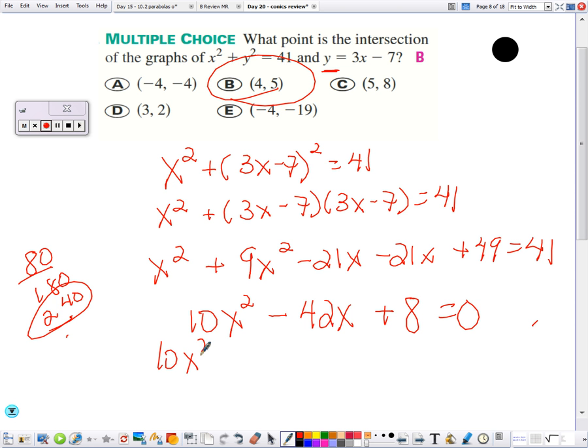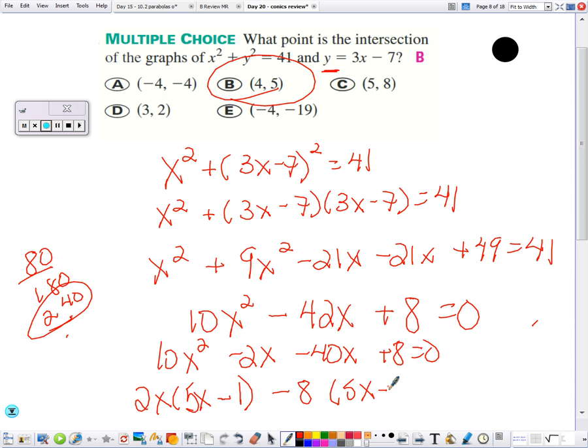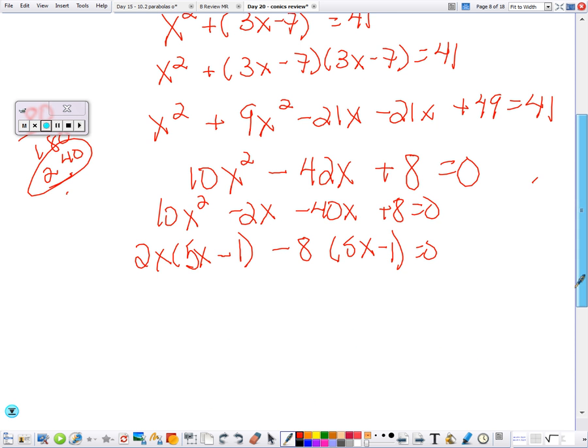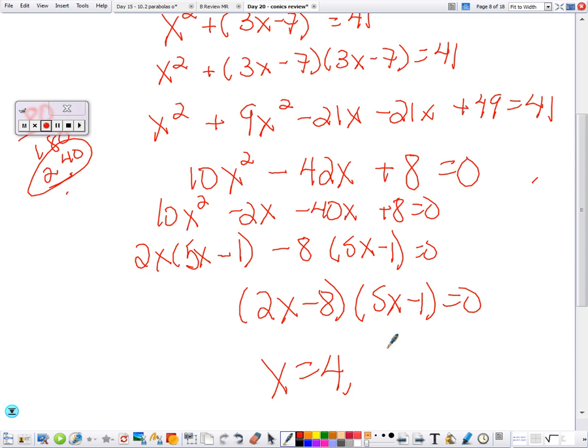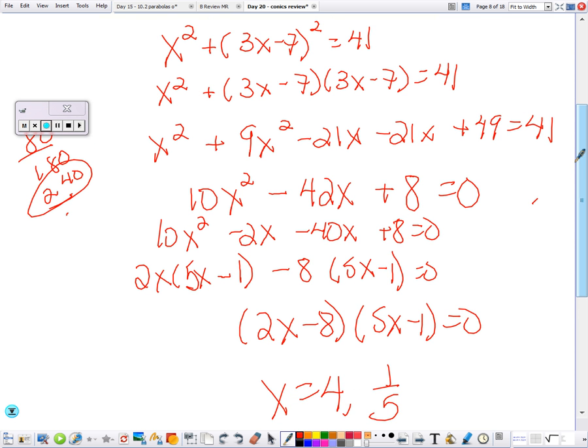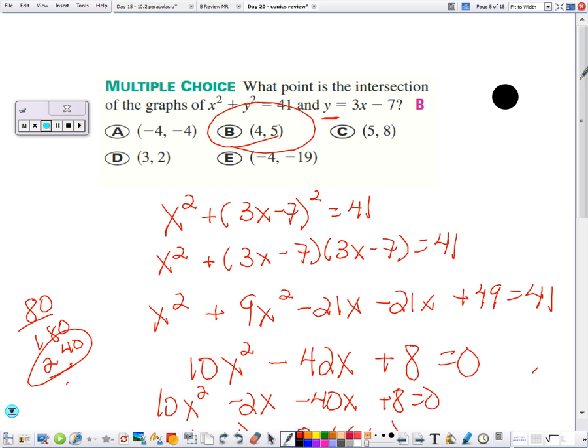So we have 10x squared minus 2x minus 40x plus 8. Factor out the greatest common factor. I get x is 4 or 1/5. They have both as answer choices. No, so thankfully only B is my possible choice because it's the only one with that x value.